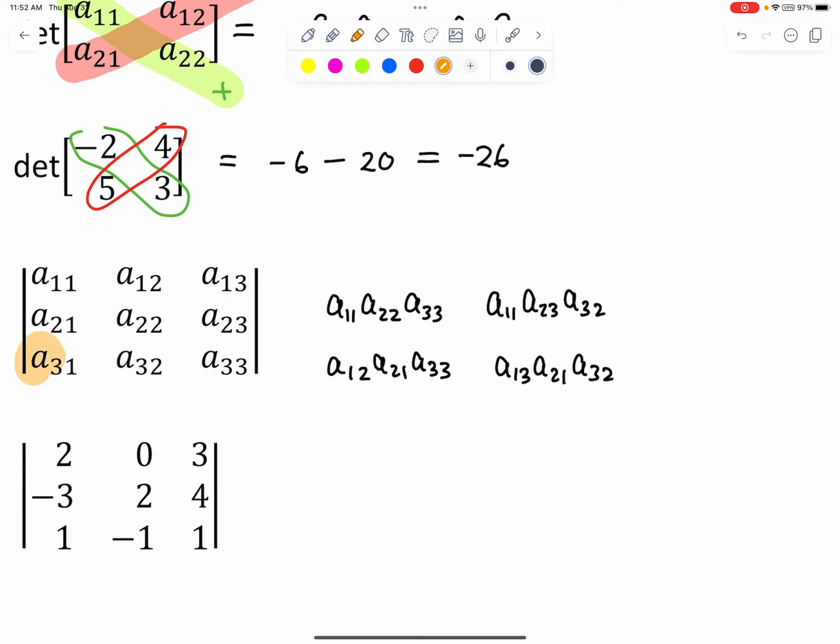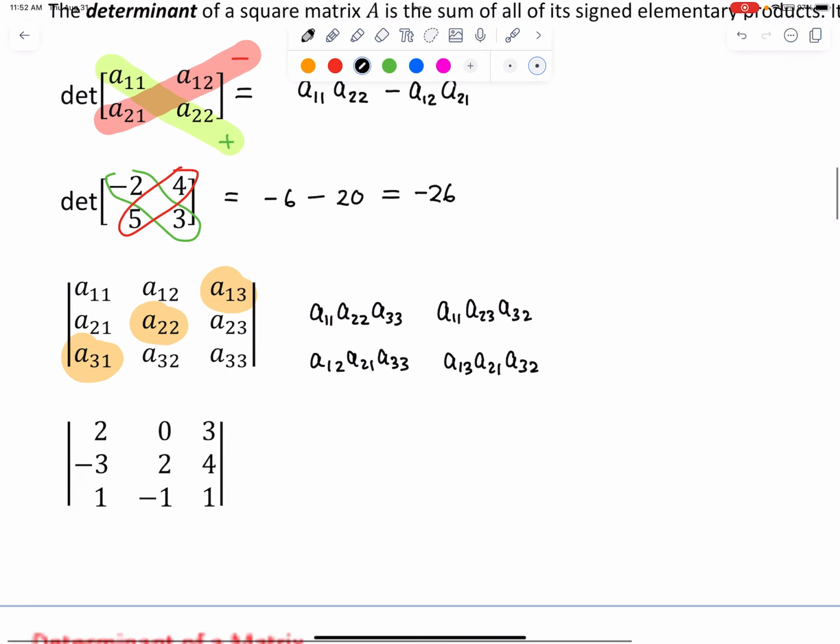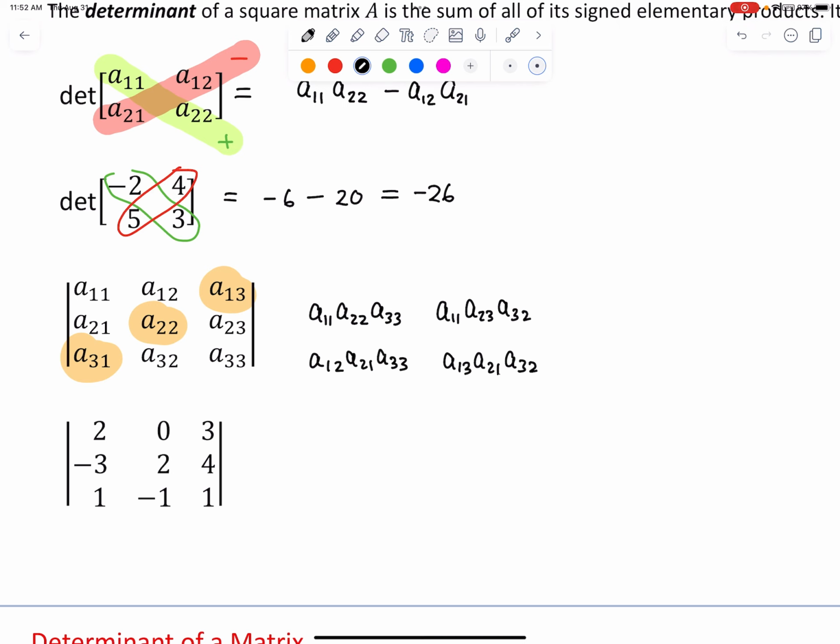And then finally, let's involve A31. One elementary product will be A22 and A13, so these 3 entries form an elementary product. But writing them so that the row index is in increasing order, I would write A13, A22, and A31. And then the final option in a 3 by 3 case, keeping A31 involved, would be to have A12 and A23 involved. And so we would have A12, A23, and then A31. Okay, so here are the 6 elementary products for this 3 by 3 matrix.